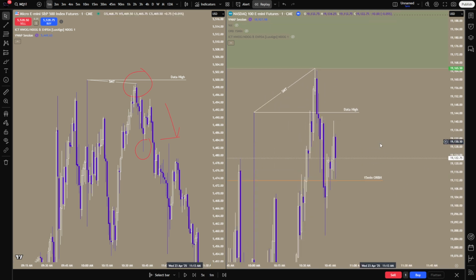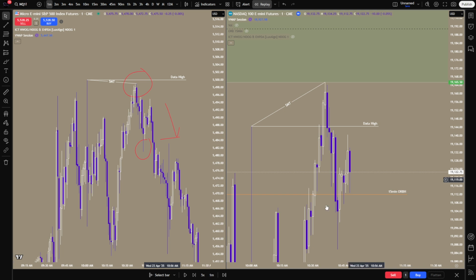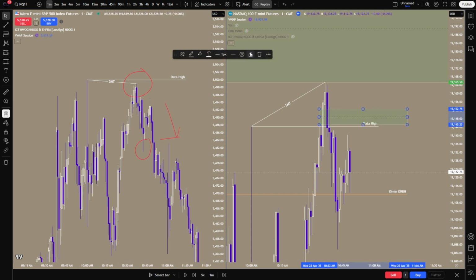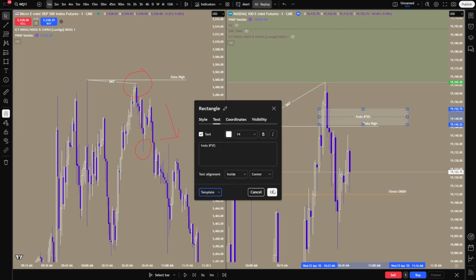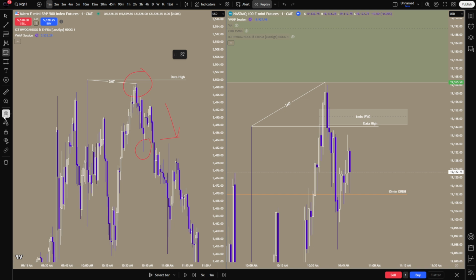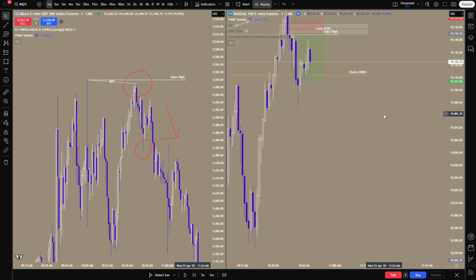If you were going to be super, super aggressive, the very first entry you could have taken was this 1 minute IFVG, right? Boom, right here, 1 minute bearish IFVG, and look at that. So now you're using SMT in confluence with the IFVG, with the false breakout. You're keeping your stop above, and then what are you doing?